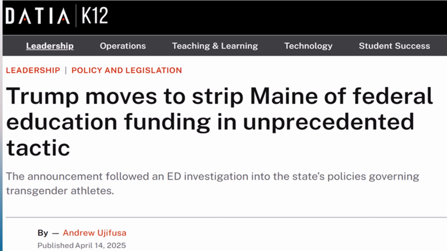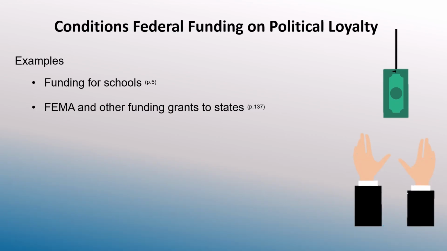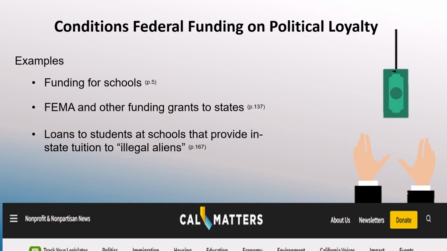In terms of higher education, university funding has been withheld for a variety of reasons tied to the president's agenda, including his agenda to dismantle DEI programs. FEMA and other funding grants to states is also threatened. An example of that is the president's threat to withhold funding for California fire relief unless that state enacted voter ID laws.